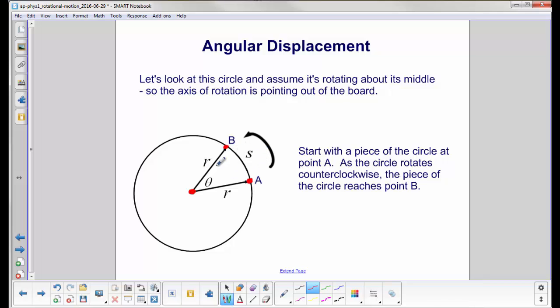You can see some letters here. We have theta, that's an angle, that's pretty easy. R is the radius of the circle. This S is something new, and we're just going to leave him there now and talk about him shortly.